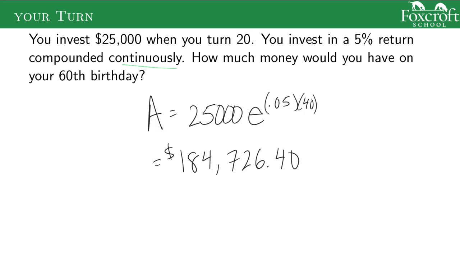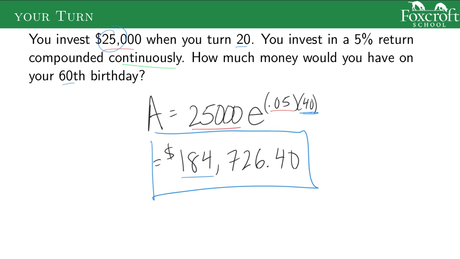We're compounding continuously, so you should have used the E equation. Our principal is 25,000. That's what we started with. We have a 5% interest rate. And if I'm 20 and I'm going to my 60th birthday, that means it's in there for 40 years. So you put all that in the calculator and you get 184,000. So putting your money in the bank for a long time is really beneficial. I started with 25,000 and I ended with 184,000.